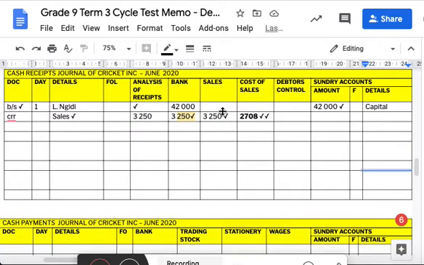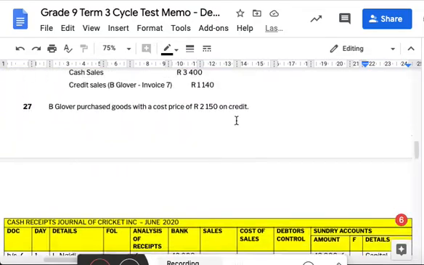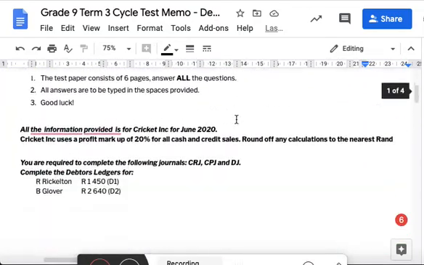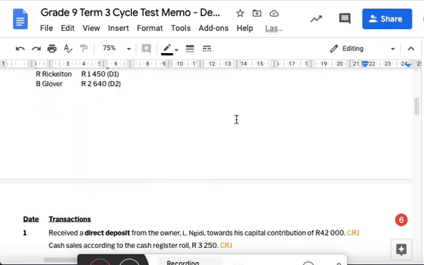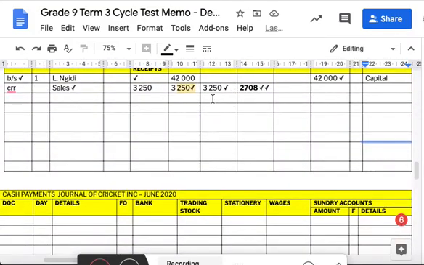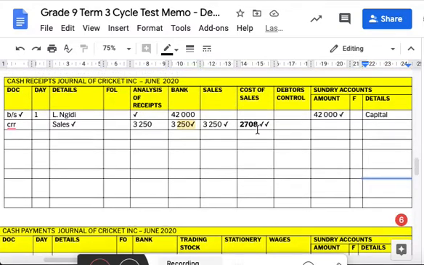Sales 3,250, and we have to work out our cost of sales using our formula. From going sales to cost of sales, we divide by 1 plus the markup. So the markup here was 20%, if I'm not mistaken. So we'll divide 3,250 divided by 1.2, which should give you 2,708. Everyone happy with that?